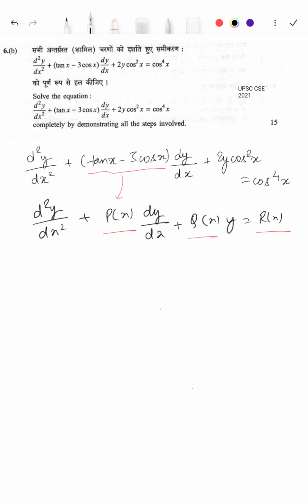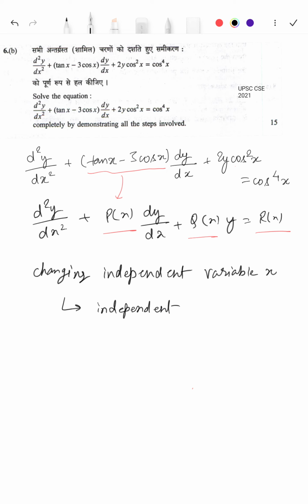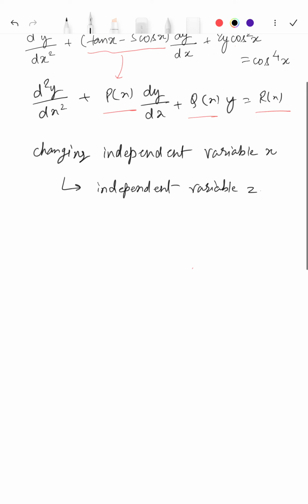So we are going to solve this equation by changing the independent variable into another independent variable. The independent variable here is x. Let's transform that x into some independent variable z. So what our aim here is to transform the given equation into some equation of the form which I know how to calculate.